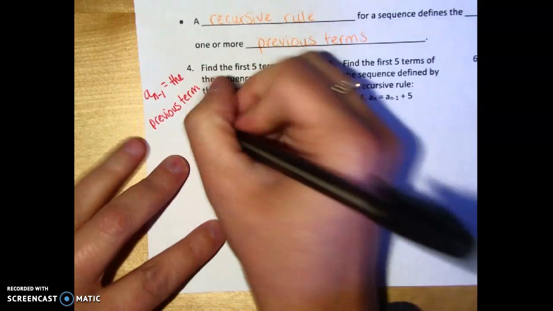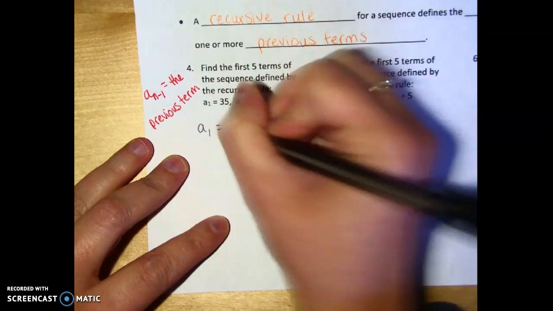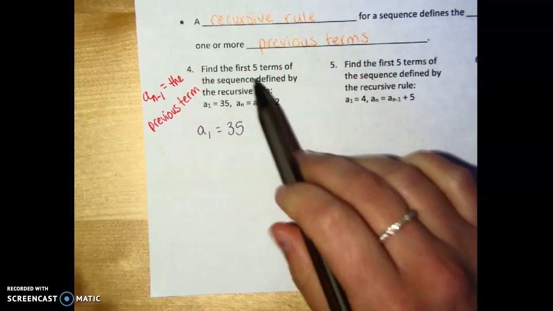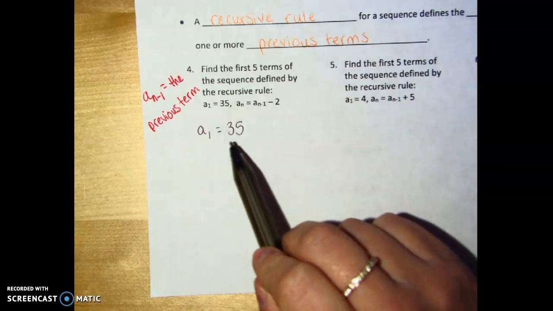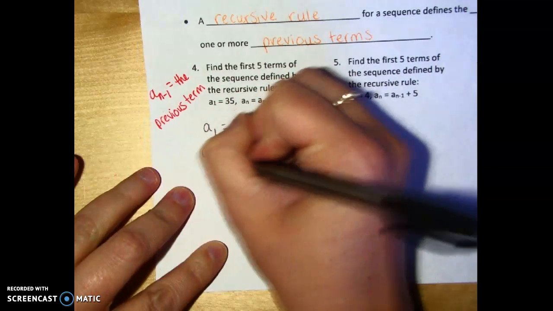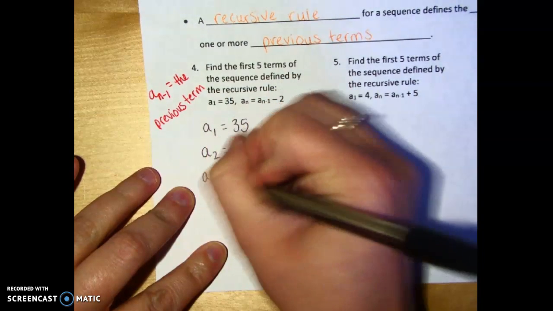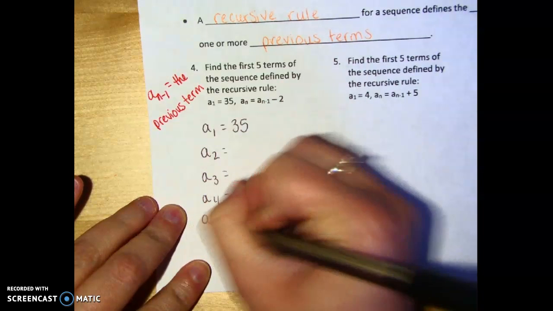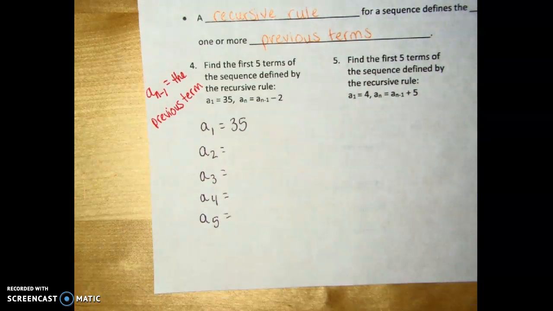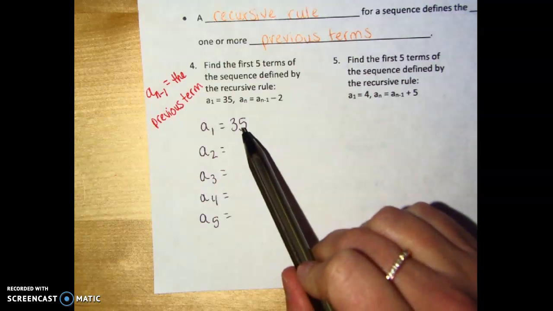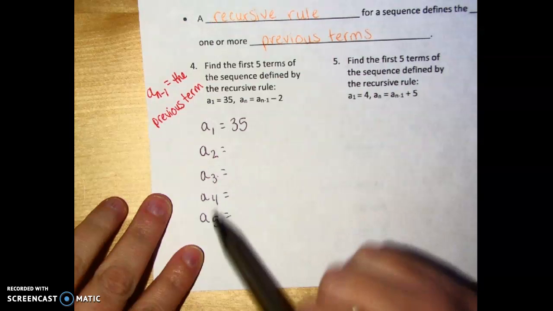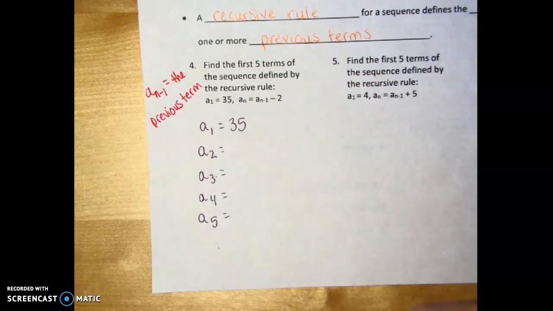Okay, so we know a sub 1 is 35. That is the first term. When it says first 5 terms, there's my first one. So I need to find a sub 2, a sub 3, a sub 4, and a sub 5. The biggest mistake that people make here is that they forget that this is the first term. So they do a sub 1 is this one, and then 2, 3, 4, and then they do an extra one, which is really the 6th, but they call it the 5th one.